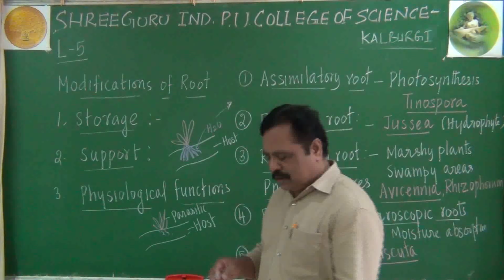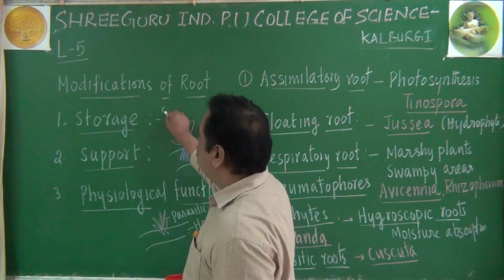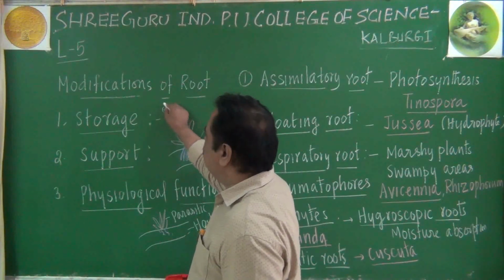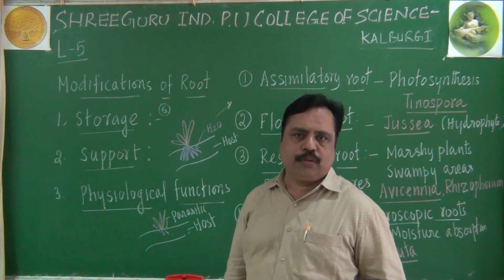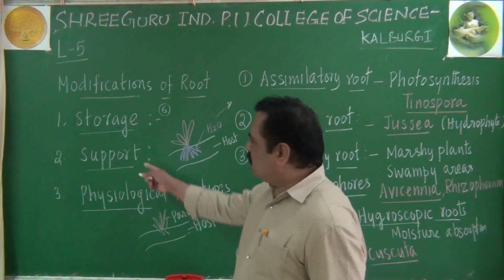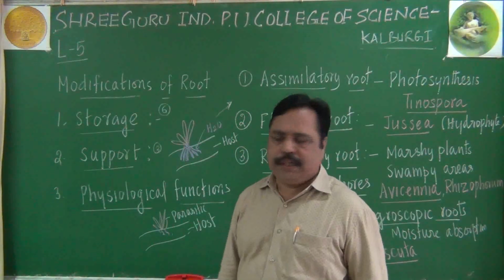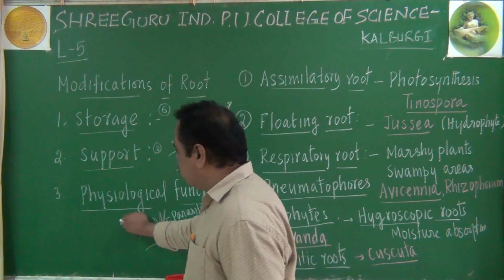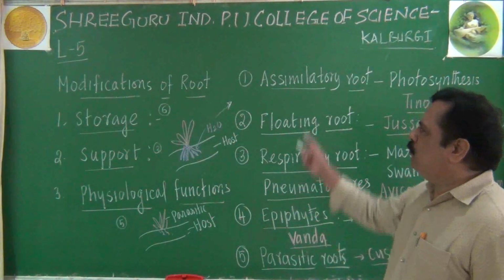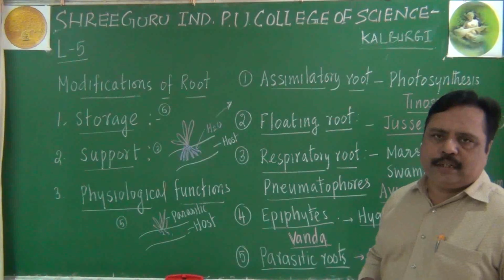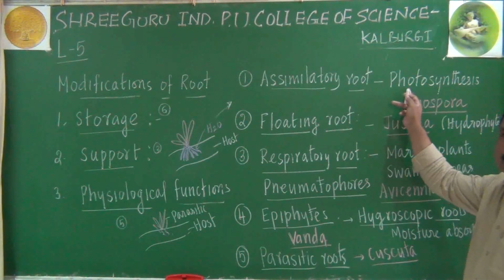So dear students, for storage, I told you some 6 or 7 examples you may be remembering, including taproot system and adventitious root system. For support, I told you some 3 examples, you may recall this point. For physiological functions, I told you 5 types of modifications. First one is called assimilatory root. Assimilatory root is meant for photosynthesis.